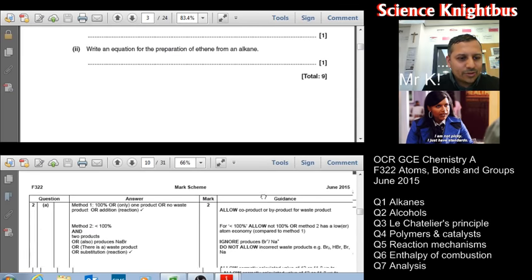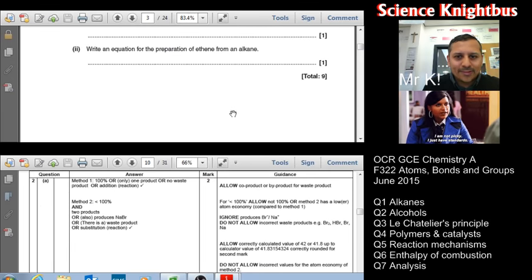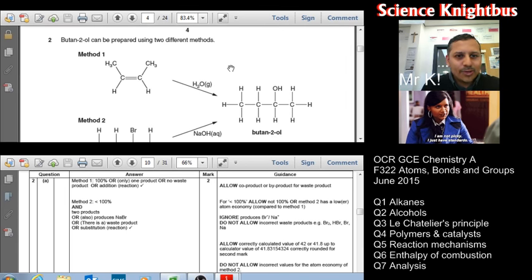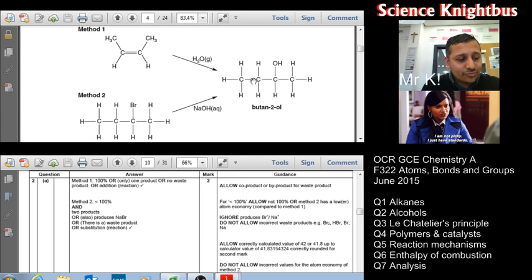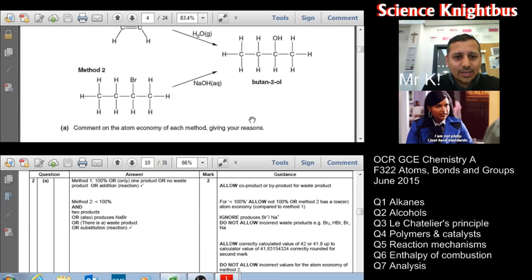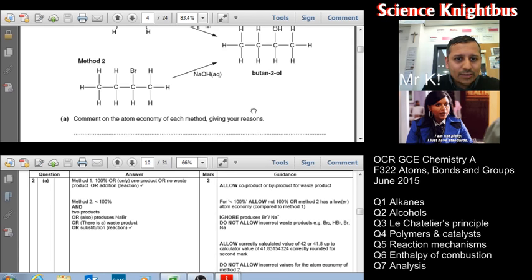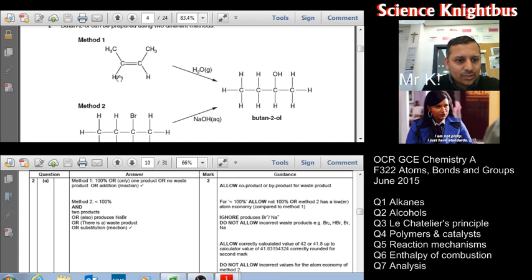Okay, right. Let's move on to question 2, part A. Butan-2-ol can be prepared using 2 different methods. This is a really, really interesting question as it develops. But first of all, let's talk about the atom economy of each method, giving reasons. Have a look at this one. Method 1 produces only one product, which is absolutely fine. That's all of those atoms plus all of those atoms, making all of those atoms in the molecule.